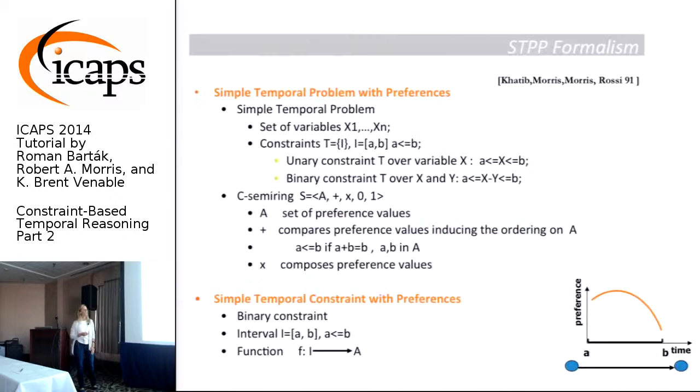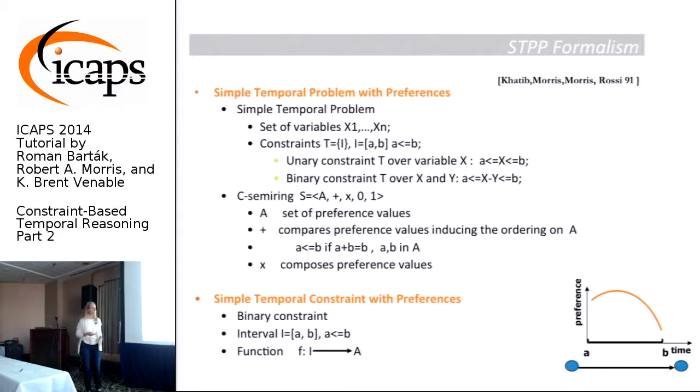So what did we do? We took simple temporal networks, okay, and we added a preference function, which does what? It maps every point in the interval to a preference that tells us how much we like that assignment. Okay. So where do these preferences come from?